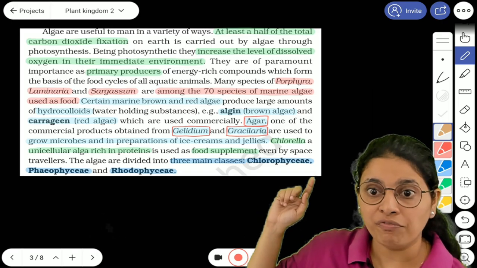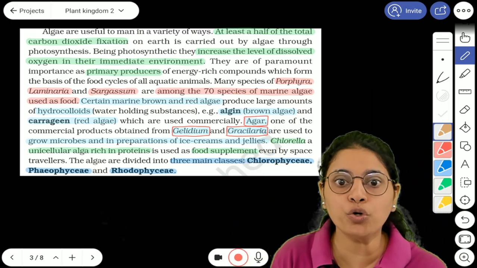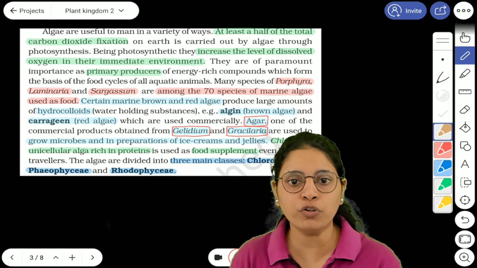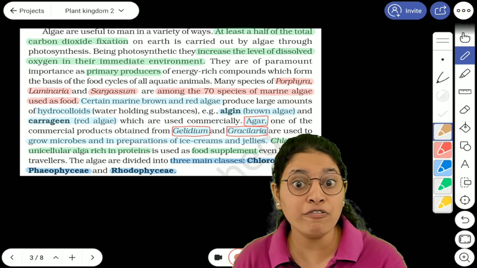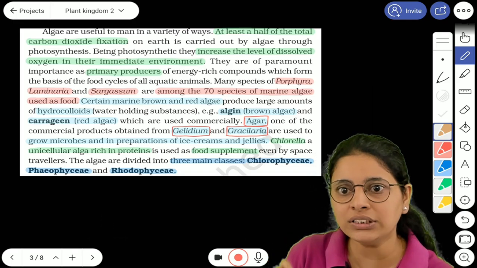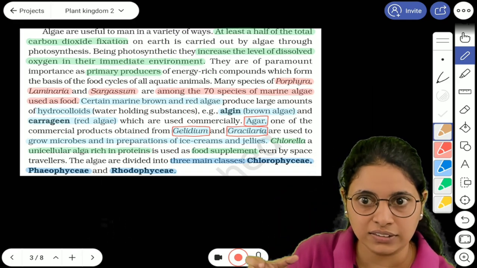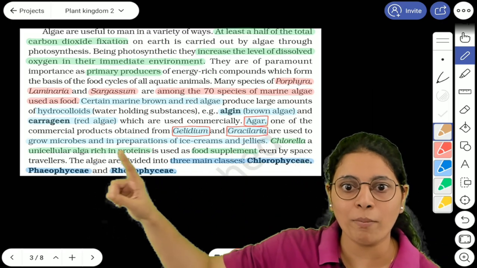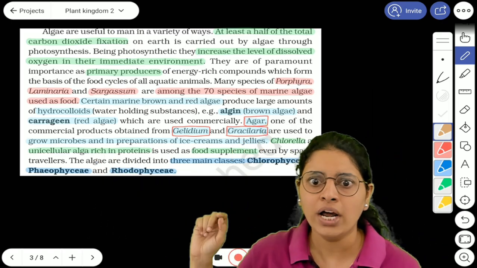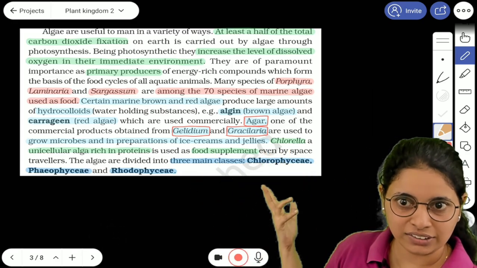So we can use this agar to make a gel medium to grow microorganisms. If you have to grow bacteria or any fungi in a petri dish on a gel medium, then you can use agar to solidify the medium, to give it a gel consistency. So agar is used to grow microbes. Also, it is used in preparation of ice creams and jellies.